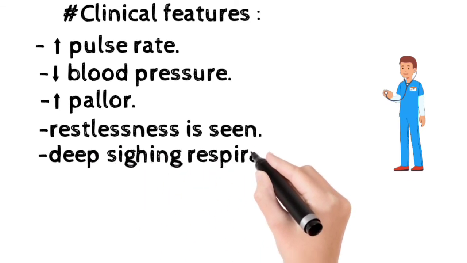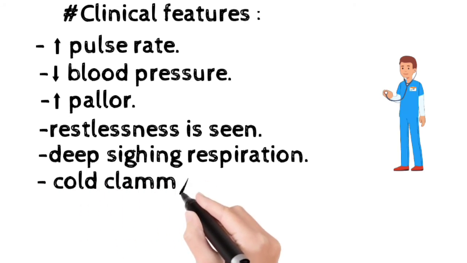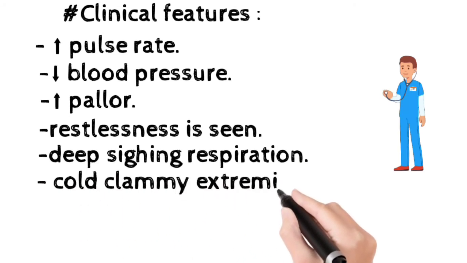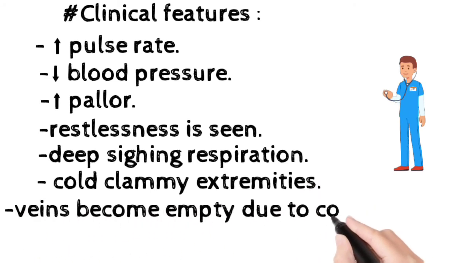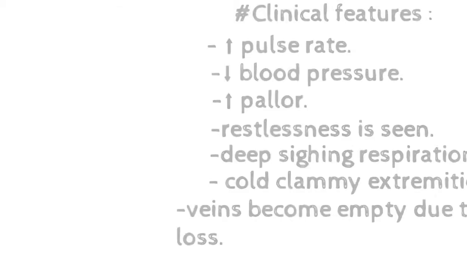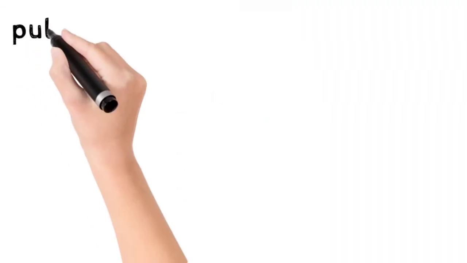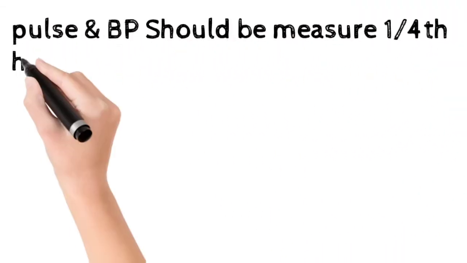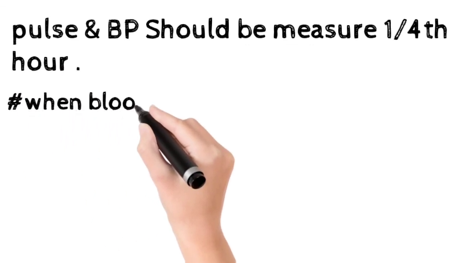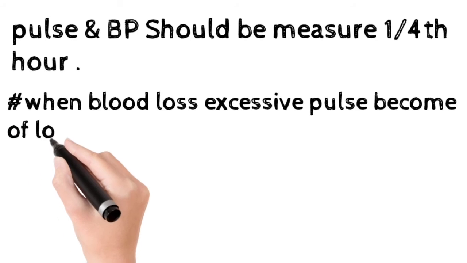The next clinical feature is the cold clammy extremities. These features are seen due to the continued blood loss. Veins become empty due to the continuous blood loss. Here in this picture we see the paleness in light and dark, both types of skin. Pulse and blood pressure should be measured every quarter hour when the blood loss is excessive and the pulse becomes of low volume, which is classically known as the thready pulse.